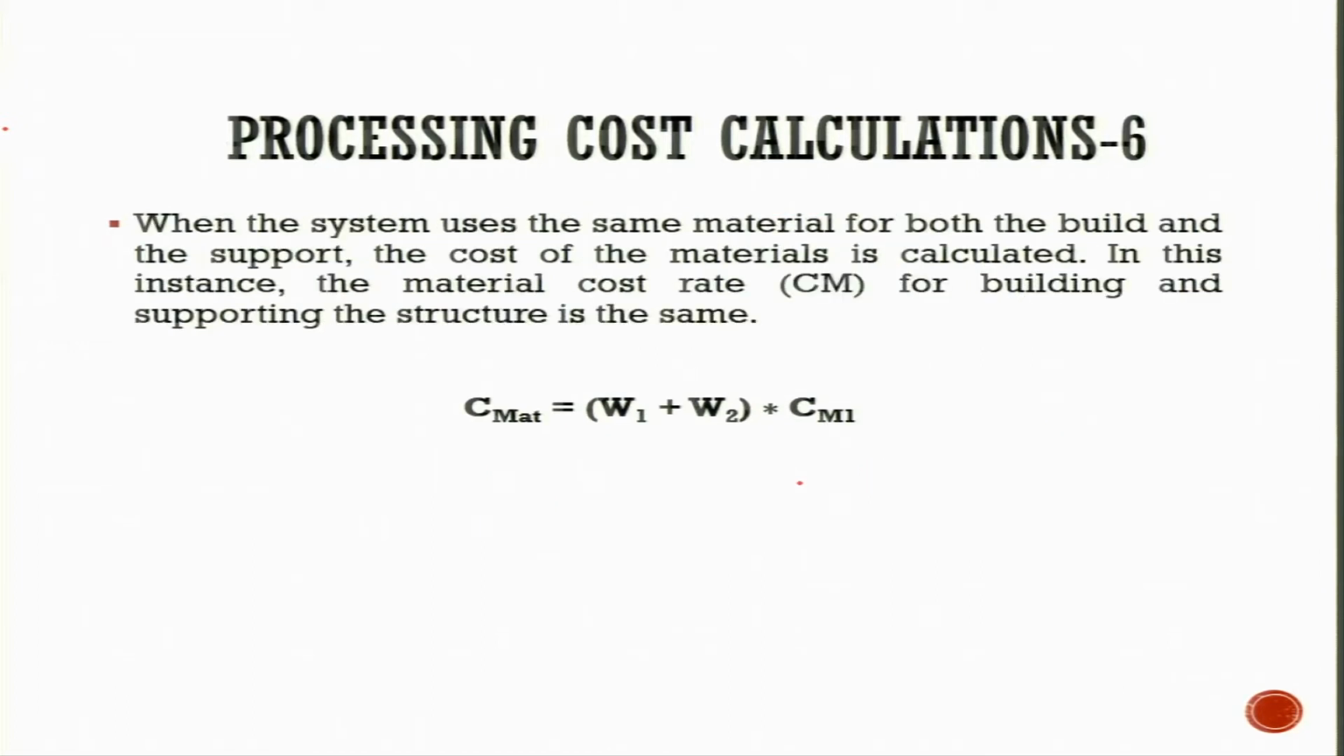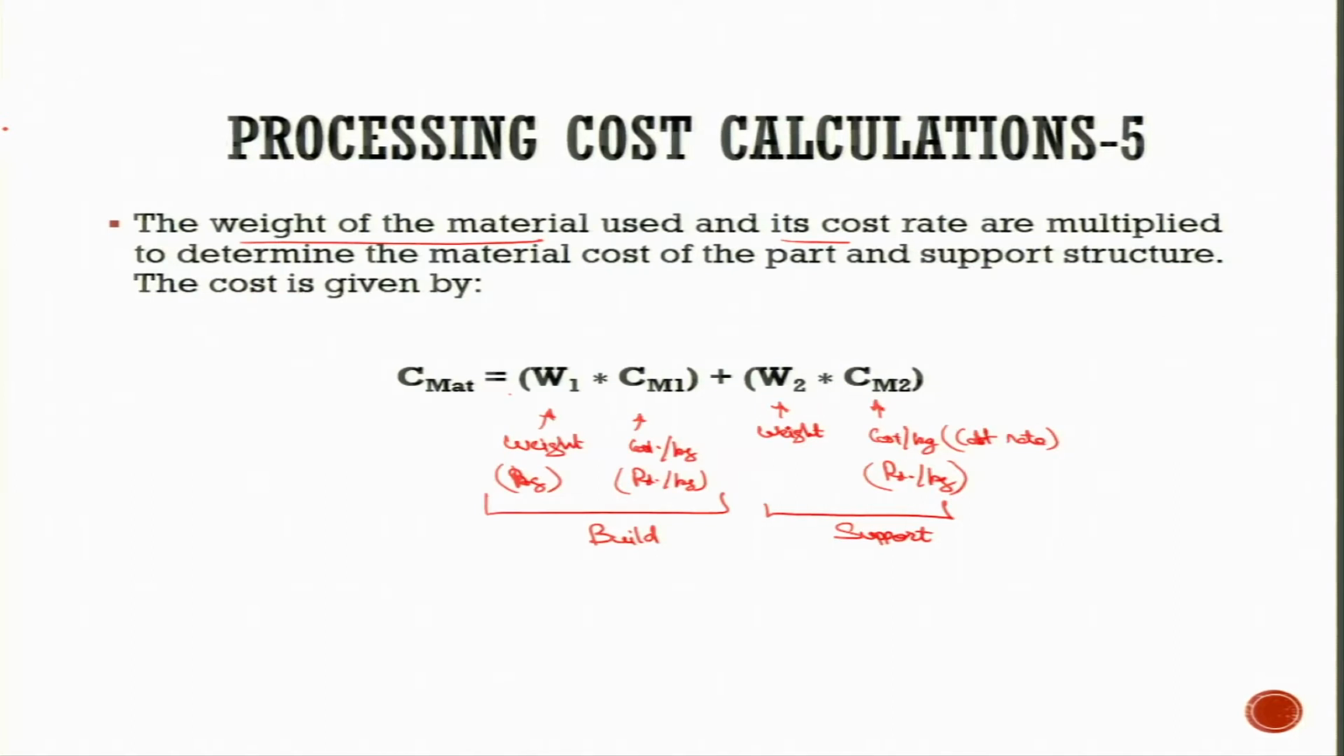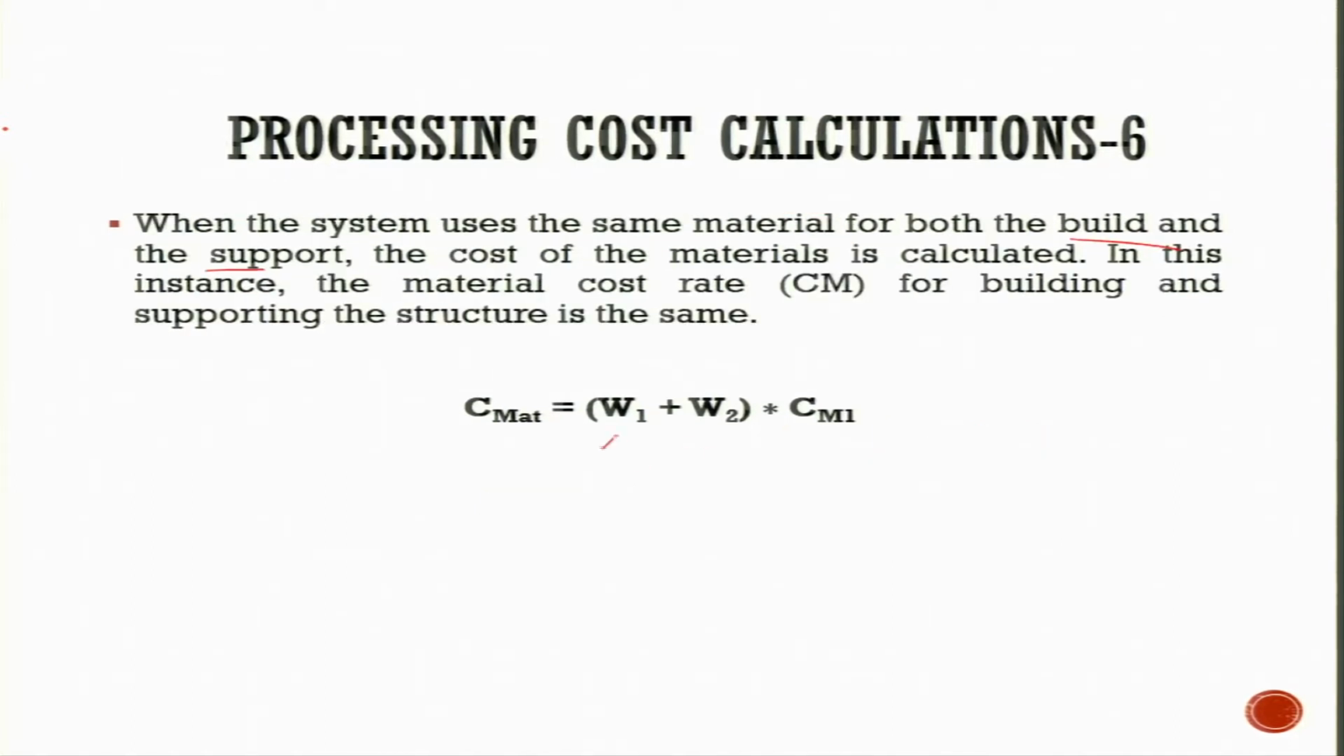Next comes the case when the system uses the same material for both the build and the support. The cost of the material is calculated like this. In this instance, the material cost rate CM for building and supporting the structure is the same. That is, CM1 is the same as CM2, which is CM1 only. So, we get a single material and the cost associated with it, right.